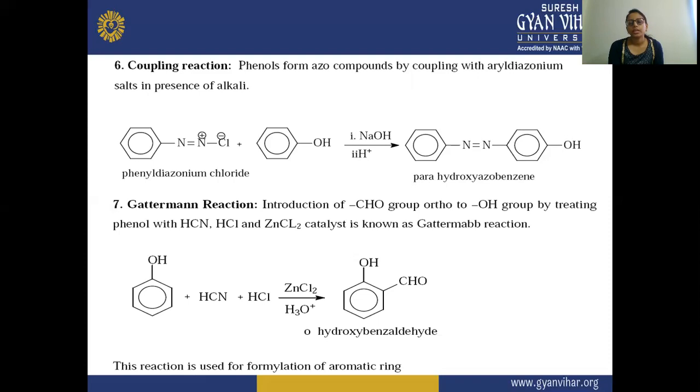On the ortho position there is an OH group attached, and the CHO group, this aldehyde, is present, and OH has lower priority than the CHO group. That is why CHO is acting as the main functional group. So that is why the hydroxy group is numbered, and it is named o-hydroxybenzaldehyde. This reaction is used for formylation of the aromatic ring. If we are doing formylation of an aromatic ring, then we use this reaction.